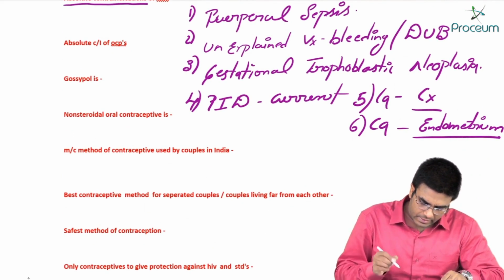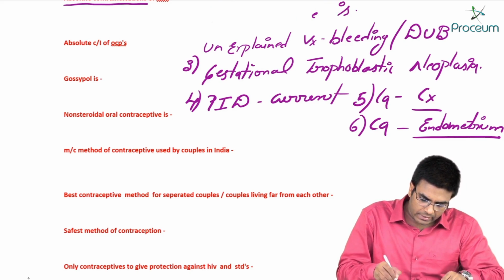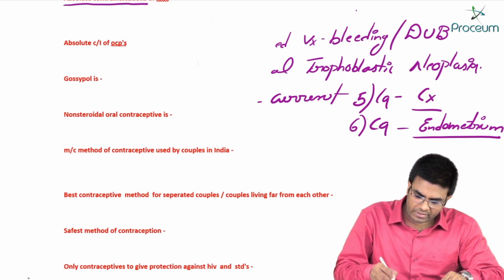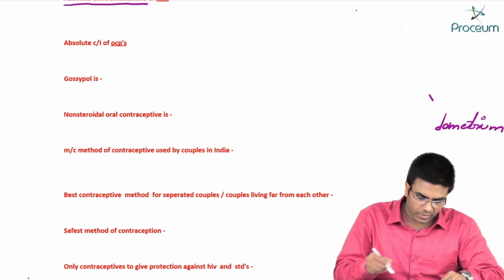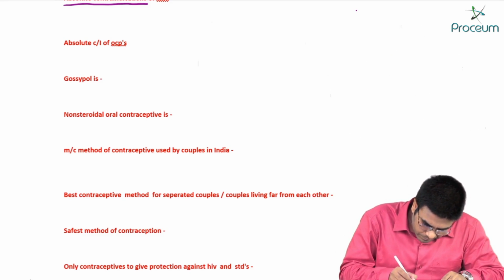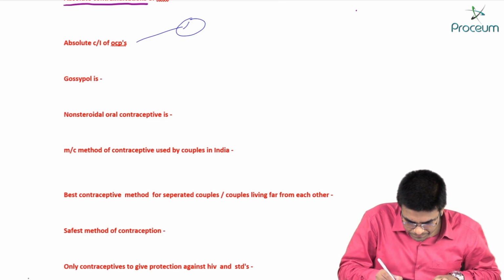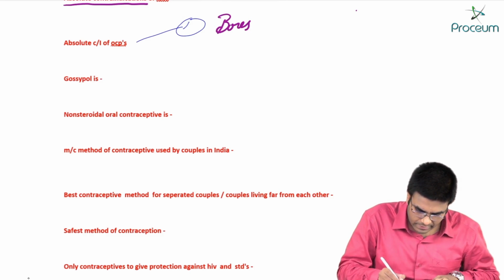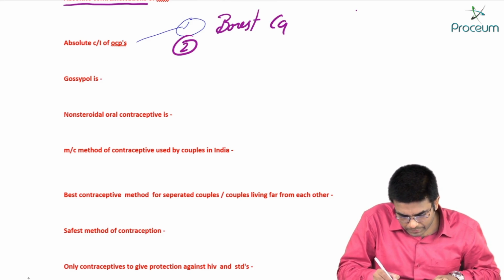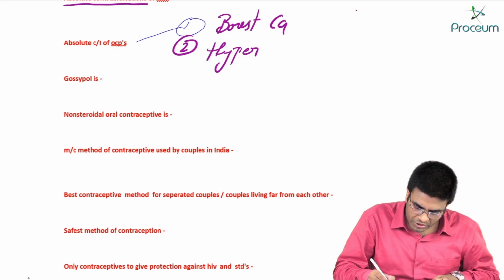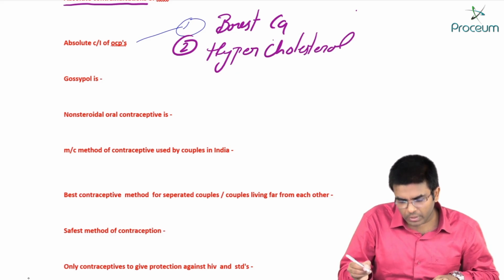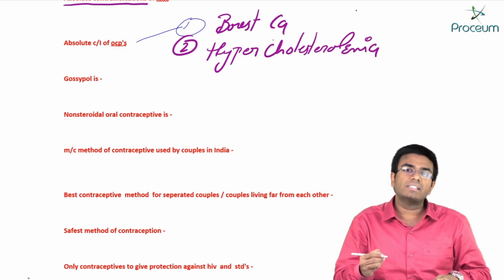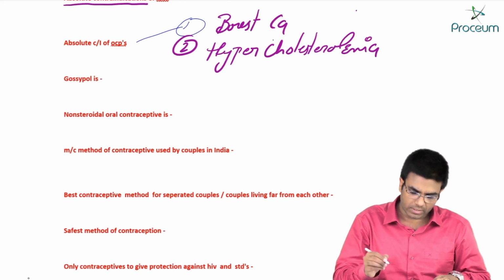After that, let's see what the contraindications for oral contraceptive pills are. After seeing the contraindications for intrauterine contraceptive devices, IUCDs, let's see the absolute contraindications for oral contraceptive pills. So let's write one by one. One, it's breast cancer. Breast cancer, CA breast, is an absolute contraindication. Hypercholesterolemia. Hypercholesterolemia or hypertriglyceridemia is an absolute contraindication for the usage of oral contraceptive pills.